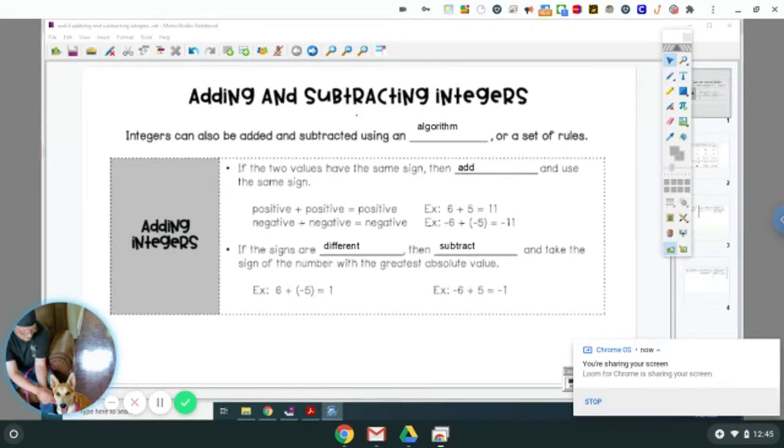If you have two values of the same sign, then add and use the same sign. So if you have a positive plus a positive, it equals a positive. If you have a negative plus a negative, it equals more negative. What becomes a little bit more difficult: if the signs are different, then you subtract and take the sign of the number with the greatest absolute value.